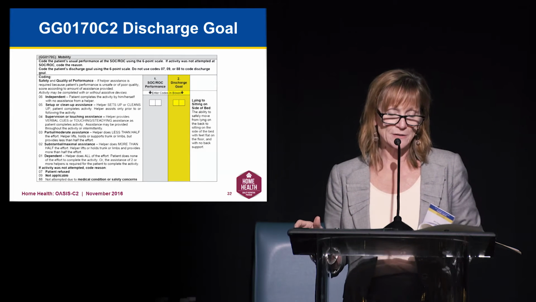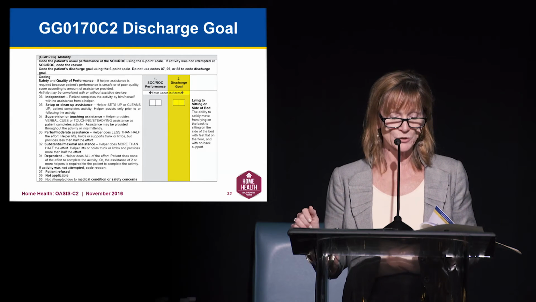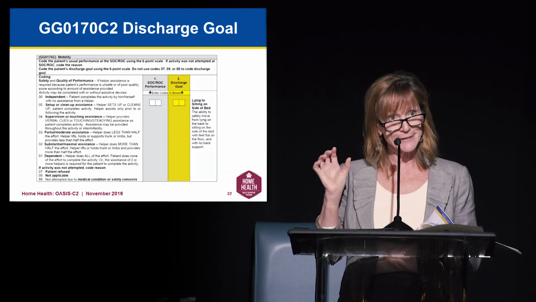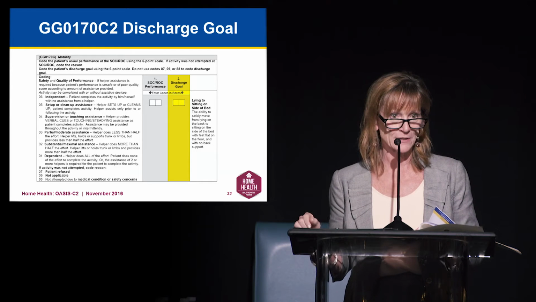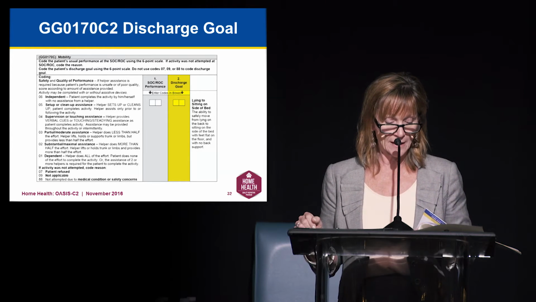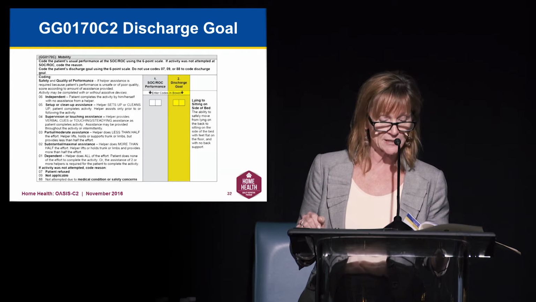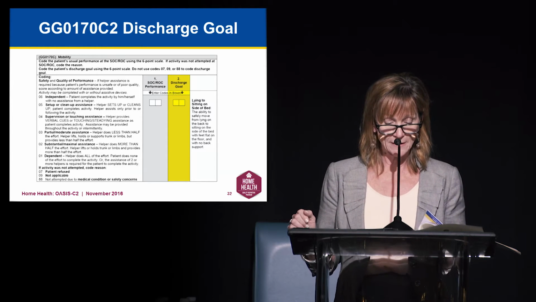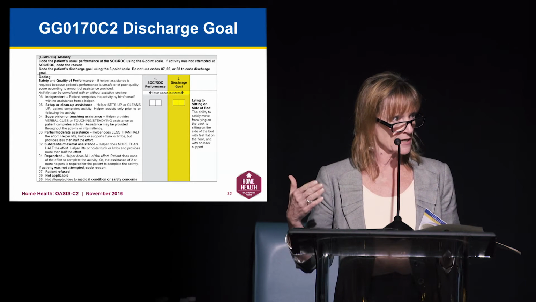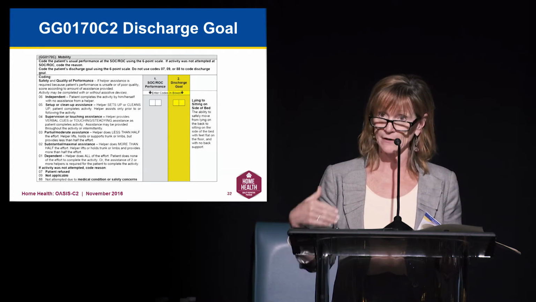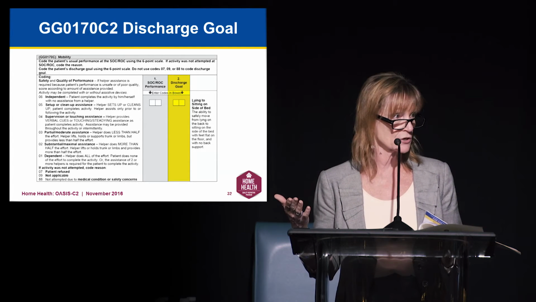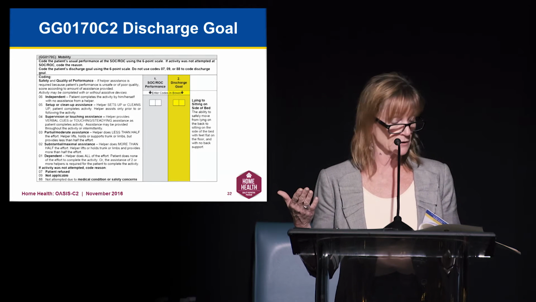So now we're moving on to the discharge goal, which is GG0170C2. So the C2 is the second column that you can see highlighted on the screen now. And basically for GG0170C2, we're going to be scoring what we feel, after discussing with the patient and other conditions that we'll talk about, how the patient's discharge performance would look.